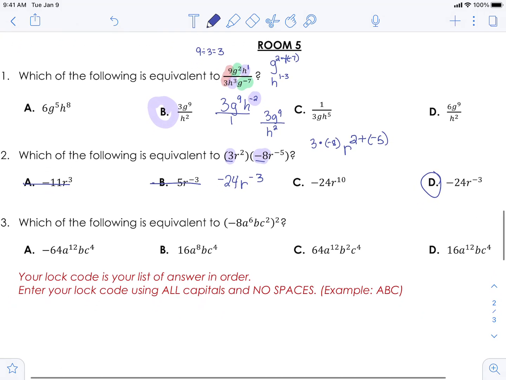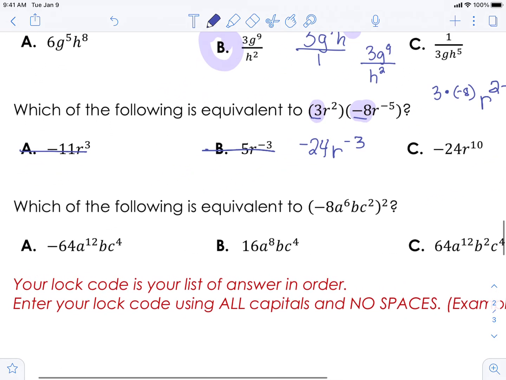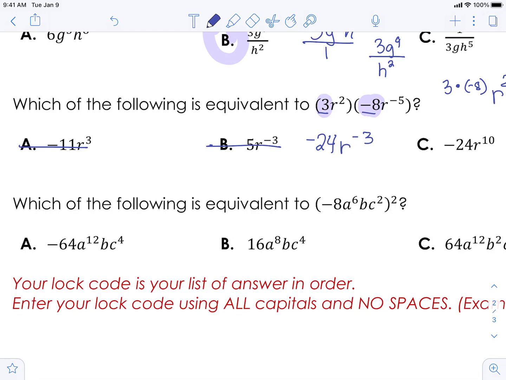Looking at the last one, which of the following is equivalent? So I have a power to a power. That means each item inside the parentheses is going to be raised to the second power. So I have negative 8 to the second power. And with my variables, I take this 2 on the outside and I distribute it and I multiply. So remember, we're multiplying.